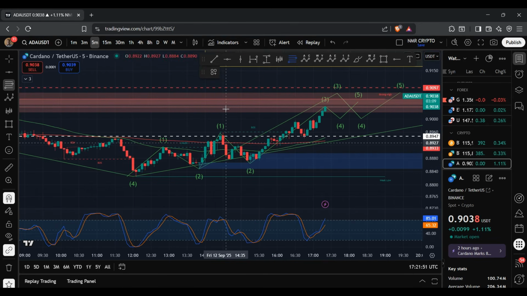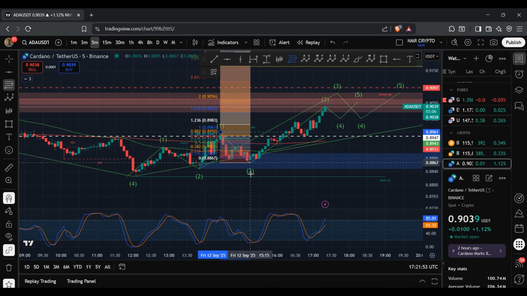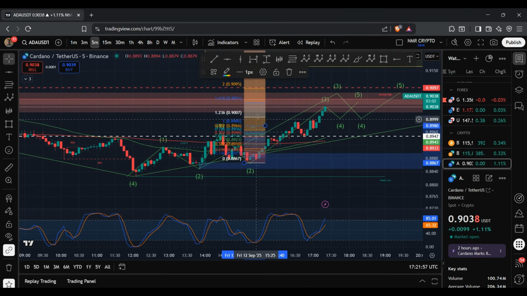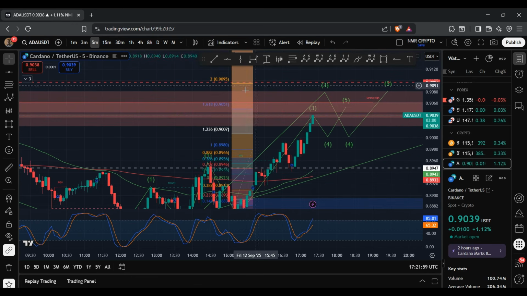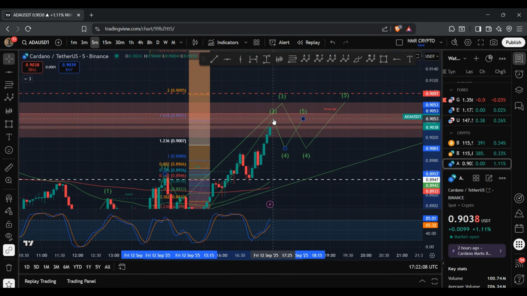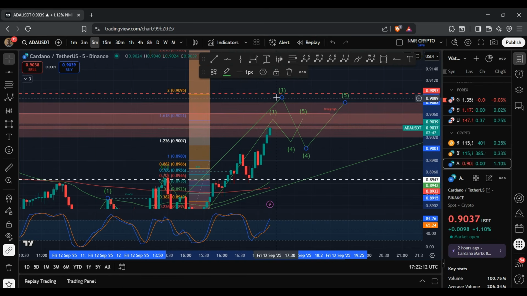And so if I bring in the fib tool and bring this down to 88.67 cents, the next key target for ADA would be this level at 90.51 cents, which we haven't yet reached, but again, it's looking likely that we will reach that level. And that will then complete this third wave as a minimum requirement. And we can then see the wave 4 and the wave 5 play out.